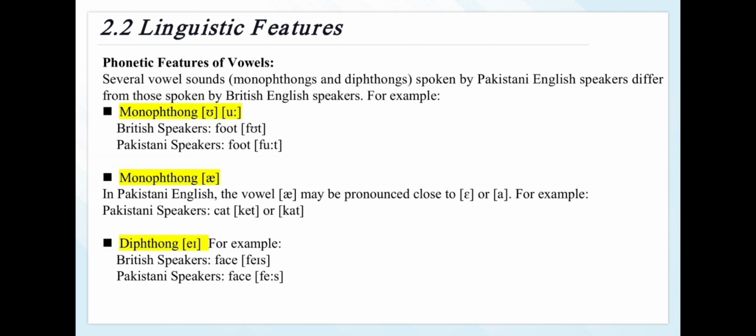Linguistic features. Several vowel sounds spoken by Pakistani English speakers are different. Monophthong U and Wu, for example, foot may be pronounced fut. Another one is close to e or a, so cat may be pronounced ket or cat. Diphthong a, for example, face, may be pronounced fes.